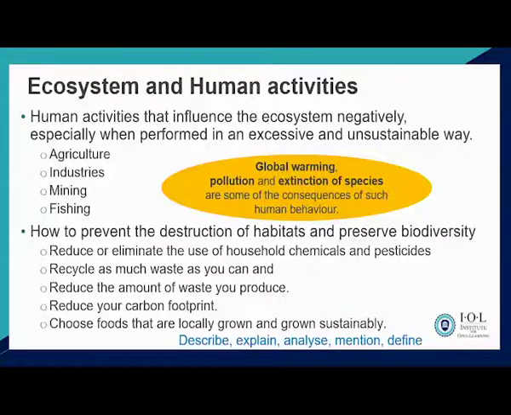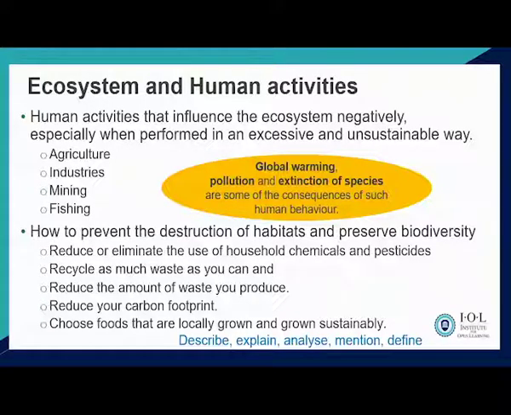Plus now the issue of global warming and pollution, and extinction of species, which are some of the consequences of such human activities that we get from agriculture, industries, the application of fertilizer in agriculture, the use of fossil fuel in industries, the mining of coal, and then fishing as well. Now, how do we prevent the destruction of habitats and preserve biodiversity? We need to reduce and eliminate the use of household chemicals, pesticides, and maybe herbicides as well.